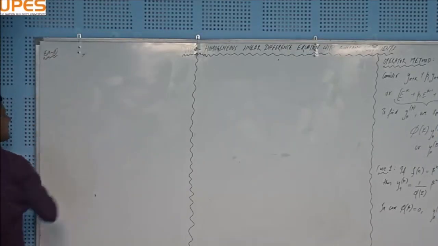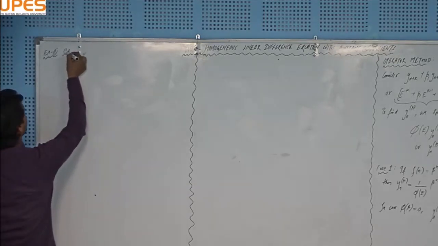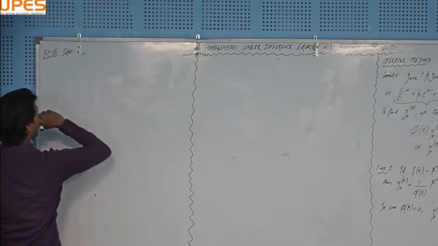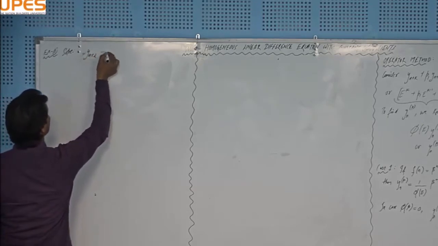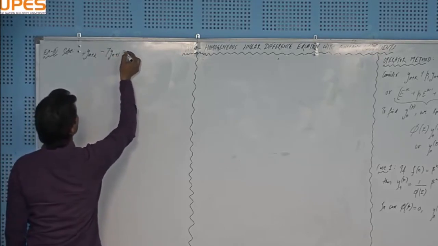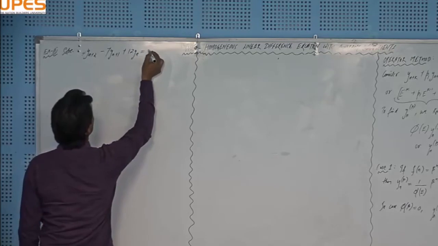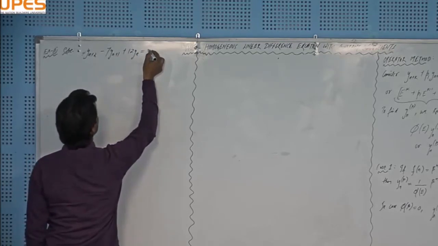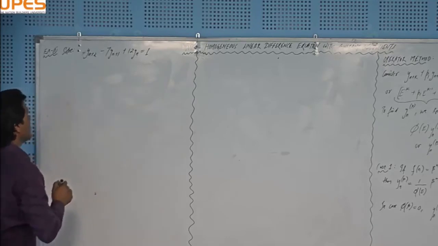Example number 1. Solve the non-homogeneous linear difference equation y(n+2) minus 7 y(n+1) plus 12 y(n) equal to 1. Okay, so the solution.